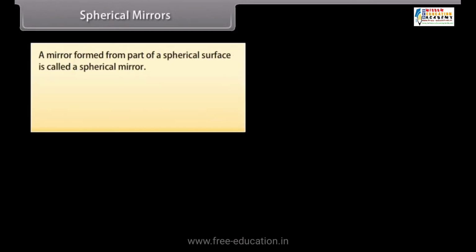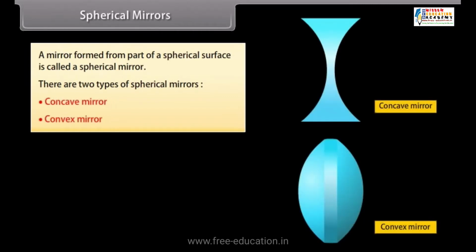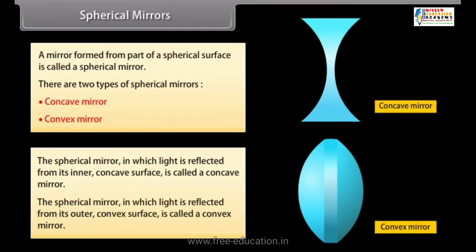Spherical mirrors. A mirror formed from part of a spherical surface is called a spherical mirror. There are two types of spherical mirrors: concave mirror and convex mirror. The spherical mirror in which light is reflected from its inner concave surface is called a concave mirror. The spherical mirror in which the light is reflected from its outer convex surface is called a convex mirror.